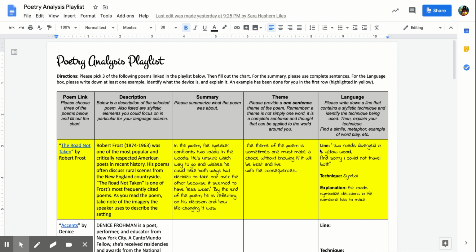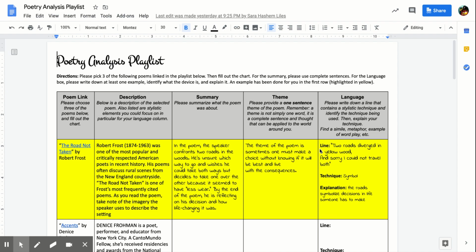This is where the optional poetic terms assignment will be really helpful. This column asks you to choose a quote, just one or two lines, that has an identifiable poetic device that you think is important for the meaning of the poem. This example uses the line, "Two roads diverged in a yellow wood, and sorry I could not travel both," and says that this is a symbol. It's important to choose a line that seems extra important. This one connects directly to the theme statement.